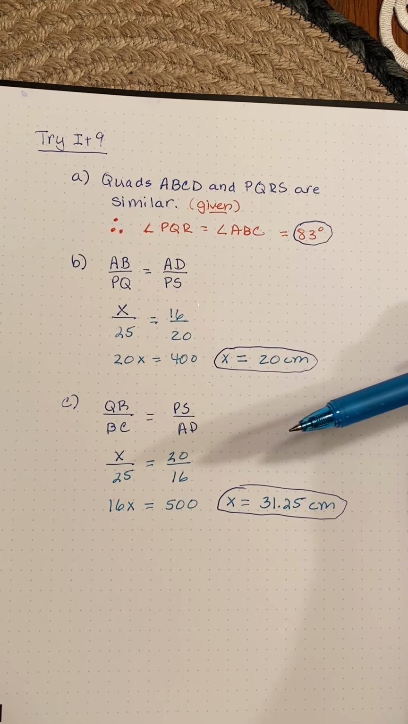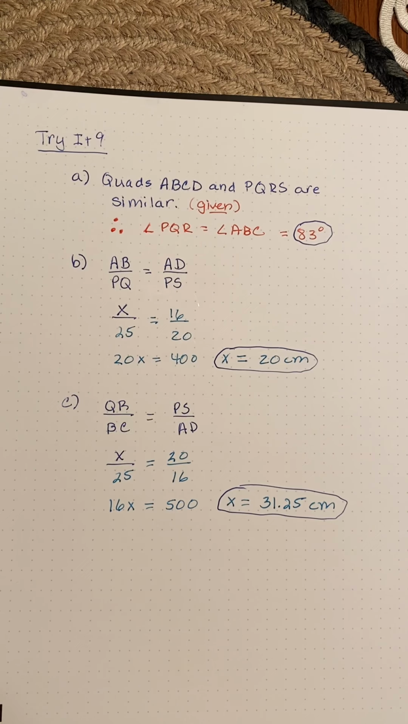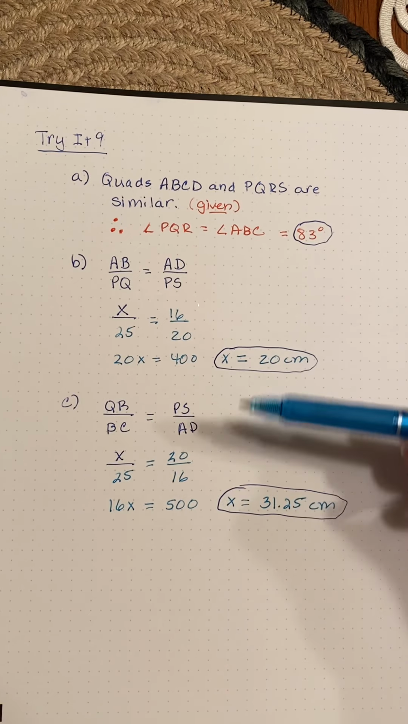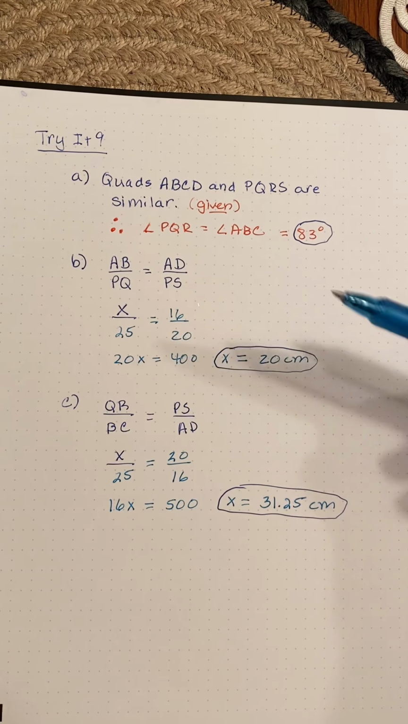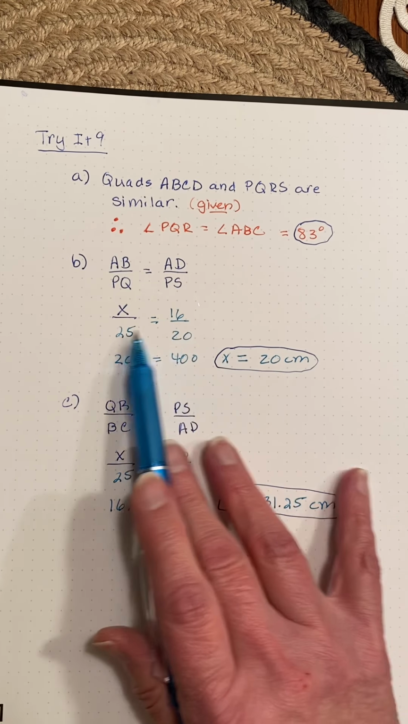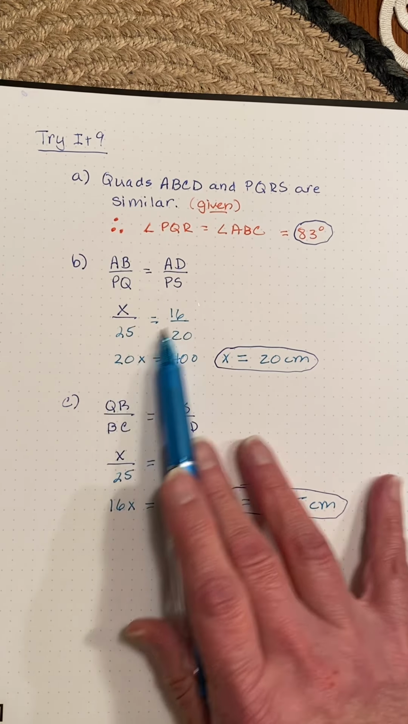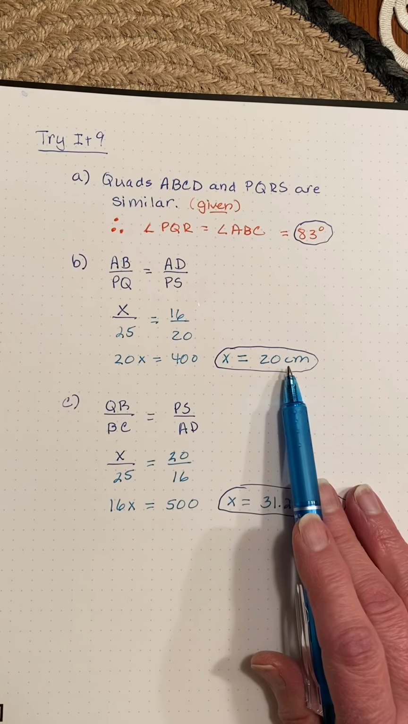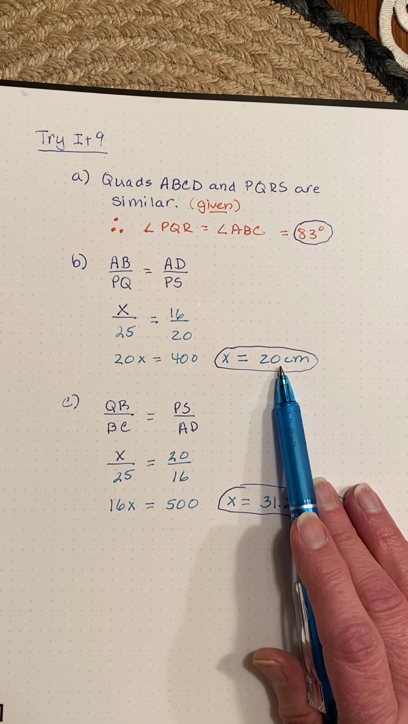You couldn't pick another side, because that's all that you are given. You have to take a side where you're given two things, the 16 and the 20. Okay. Moving on, equivalent ratios. So 20x is equal to 400. Divide through by 20, x is going to be 20 centimeters.